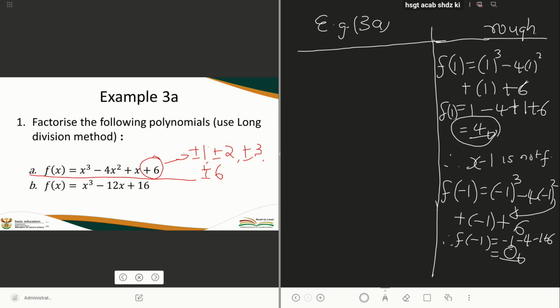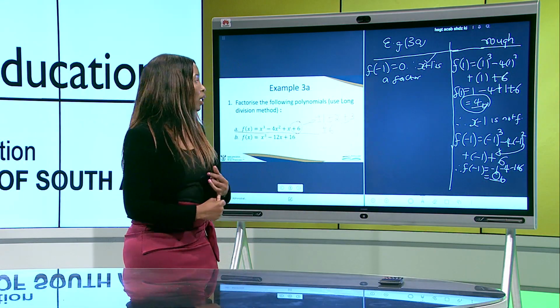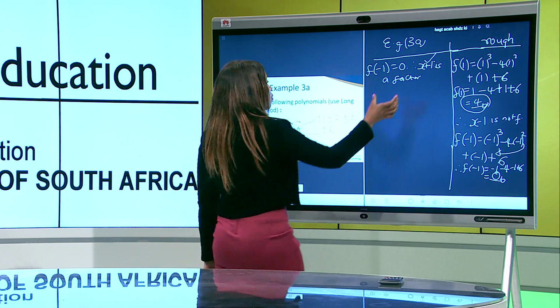Because now your remainder is 0, you can conclude, okay, therefore, f at negative 1, since it's equal to 0, it means now x, remember, if it's negative here, your factor should be positive. So x plus 1 is a factor of the polynomial. This is what matters for now. Remember, we said we need to use our factor theorem to get at least one factor. Now we are covered with the first factor.